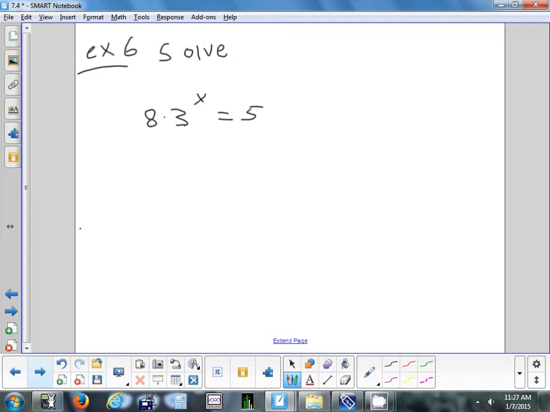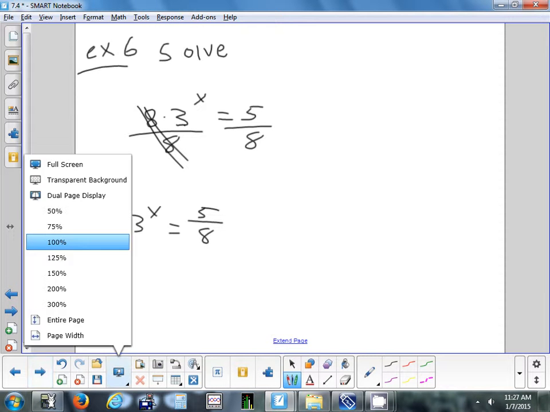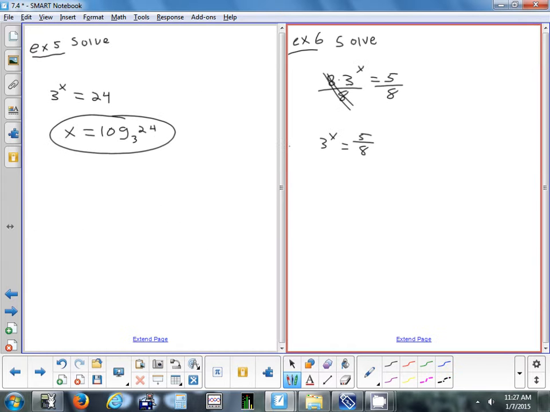This one, almost the same as the last two. The only extra step you've got to start out with is this. Divide each side by 8. And now you have a number raised to a power that's a variable equals a number. It's exactly the same format as this problem. Number raised to a power equals a number. Solve it the same way. Change it to log form.